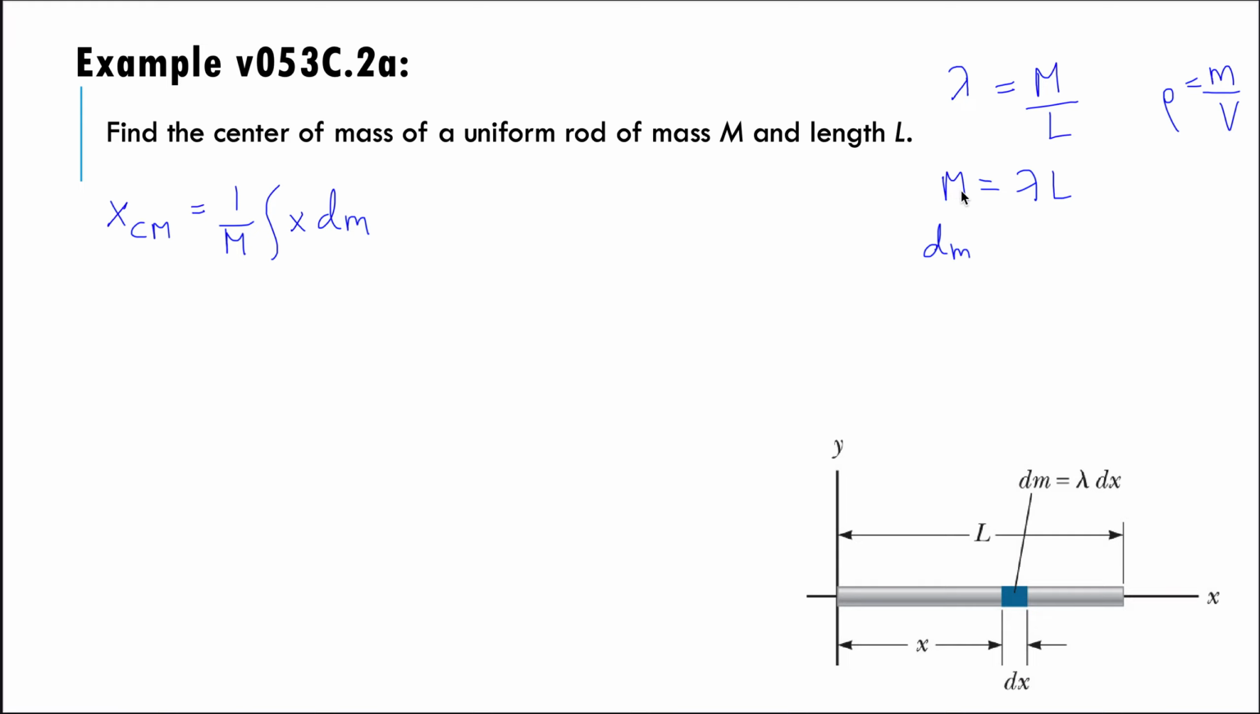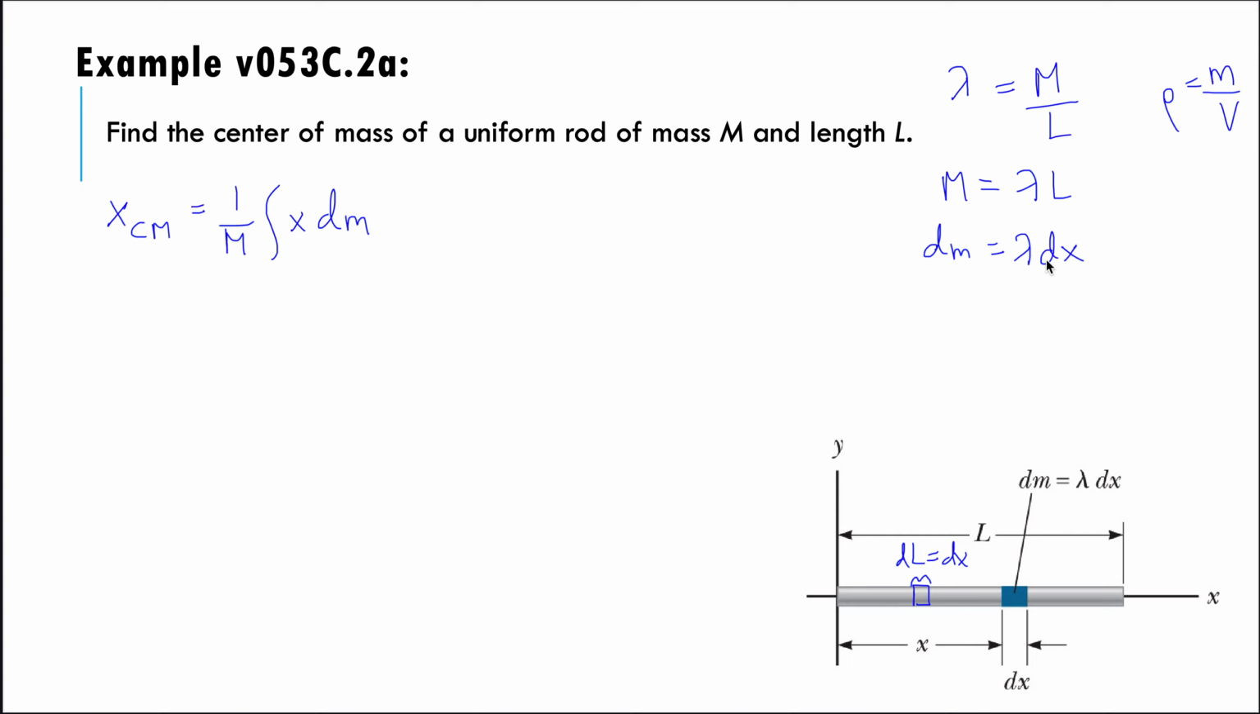If we have a small element of mass that we call dm, then it's going to equal lambda times a small element of length, which we could call dl. But in this case, the small elements here are going to have a length equal to dl, which is dx. So we can just call it dx. And that's how we're going to get rid of the dm and bring in the dx so that we'll be able to integrate.